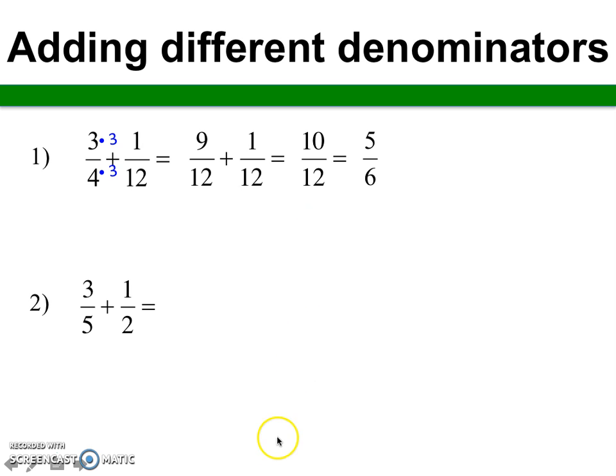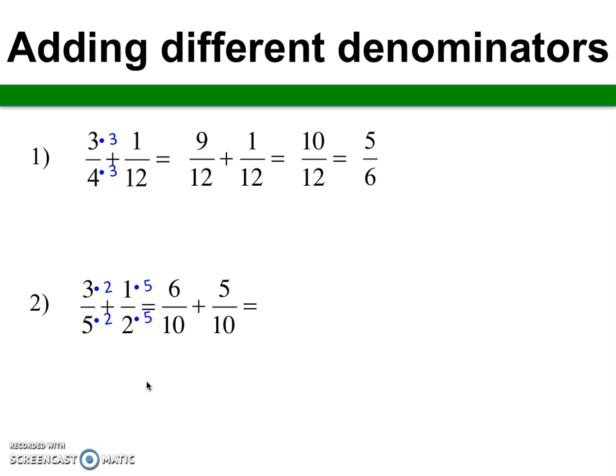All right, let's look at this second one here. 3/5 plus 1/2. To add those, what do I do first? Common denominator, right? So 3/5 and 1/2, my common denominator, I'm going to use 10. So I'm going to multiply 3 and 5 both by 2, and multiply the 1 and the 2 both by 5. So I'm going to have 6/10 plus 5/10.